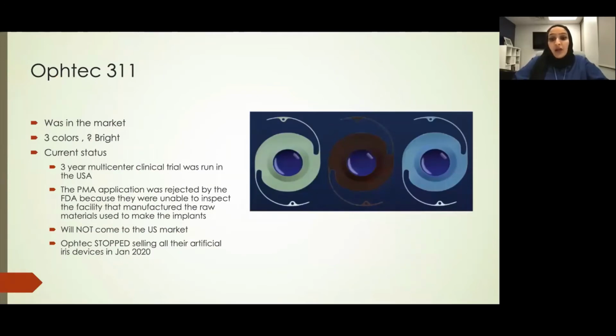It's currently not on the market because, with the 3-year multi-center clinical trial that was run in the USA, the PMA application was rejected by the FDA because they were unable to inspect the facility that actually manufactured the raw materials. So it's not going to come to the US market, and actually Off-Tech stopped selling all their iris devices at the beginning of this year, January 2020. It came previously with 3 very bright colors, which are green, brown, and blue.